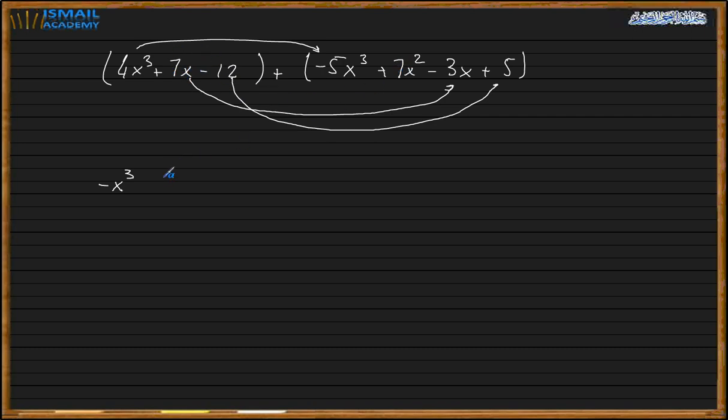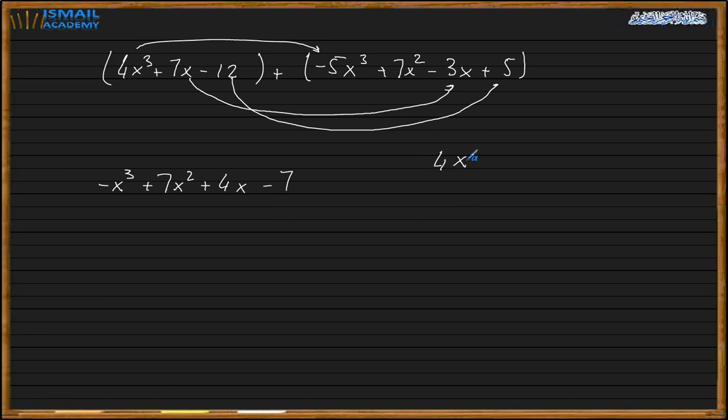There's no x squared here, so it's going to be just plus 7x squared. It's like I'm adding 0x squared plus 7x squared. Here is plus 4 is 7x minus 3x is plus 4x minus 12 plus 5 is minus 7. You see the same thing. If you want to do it vertically, you can do it vertically.